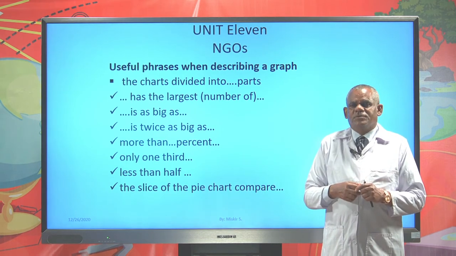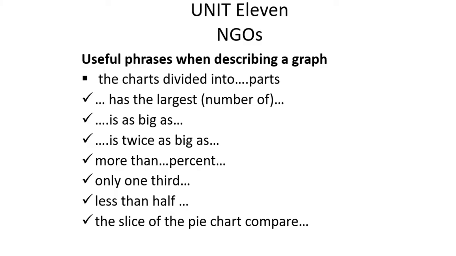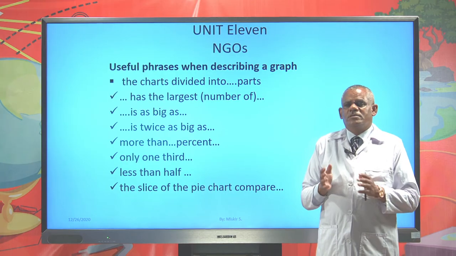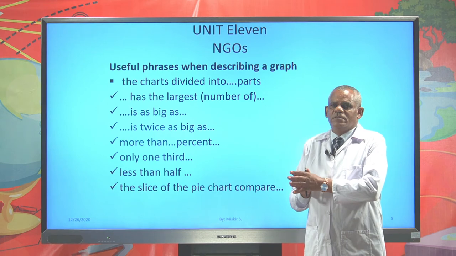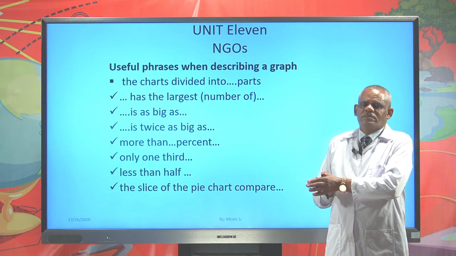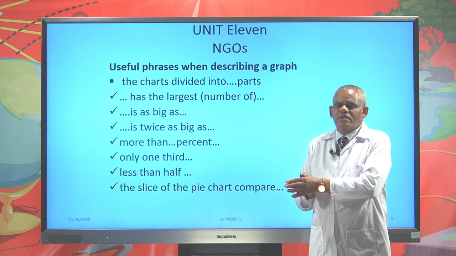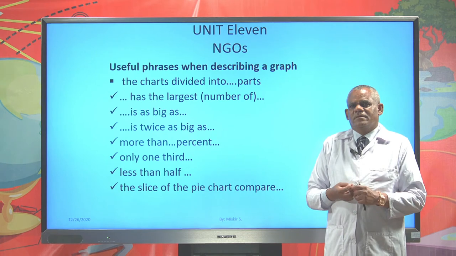are important. More than plus percent, more than, and then you can add the figure. And after percent, there is a figure too. Only one third of our world is full of what? Full of economic status, we can say, if you like to say like that.